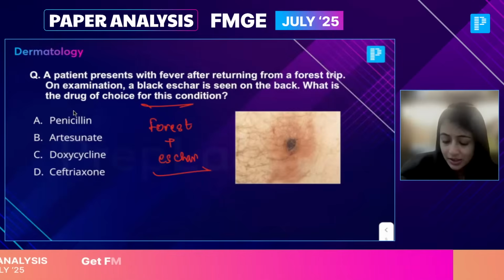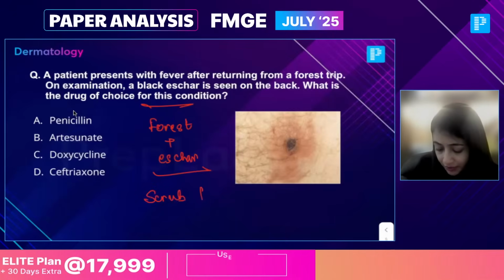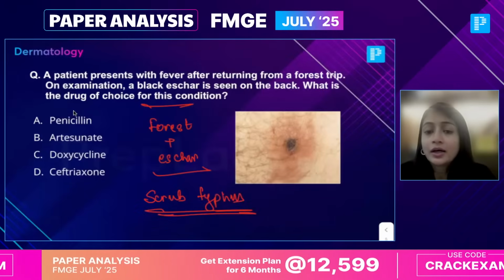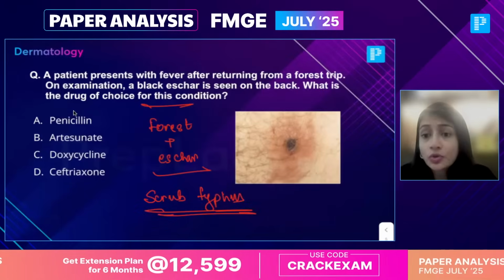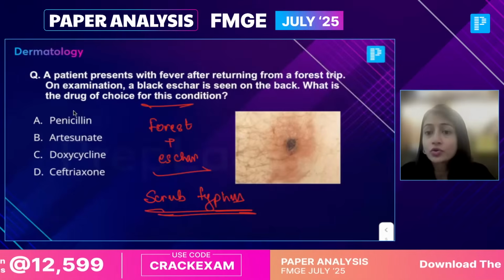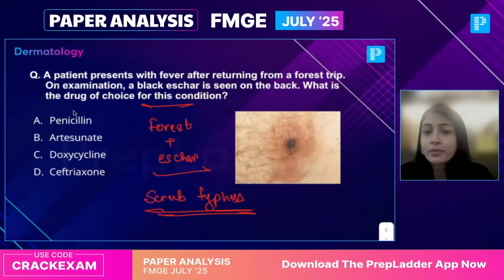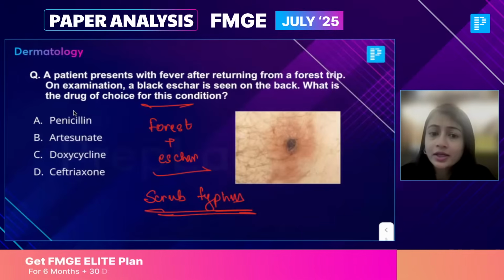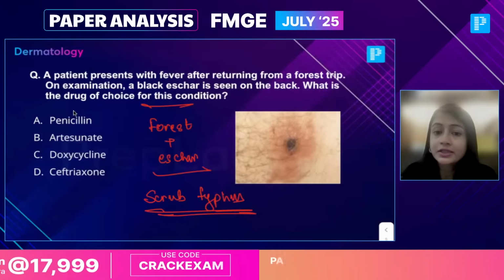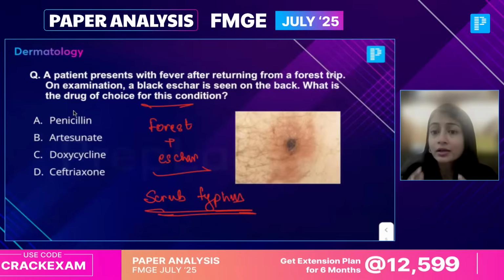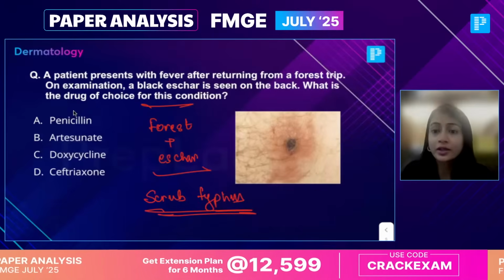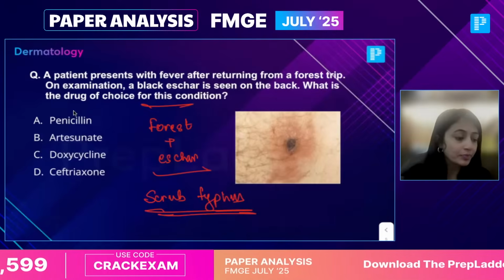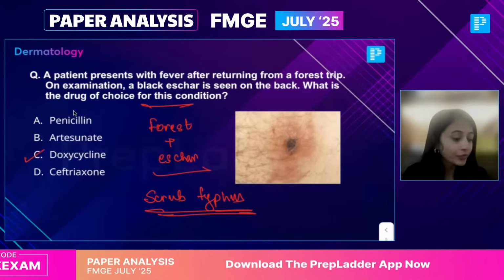Absolutely right. This is scrub typhus. Scrub typhus is caused by Orientia tsutsugamushi, you know that, and this is usually related to travel to forest. And because of the bite, it leads to fever, malaise, and typically on skin, you see these eschar-like lesions. Eschar is nothing but a necrotic crust-like lesion which is present on an erythematous background. So this is scrub typhus, and the treatment of choice for scrub typhus is doxycycline.